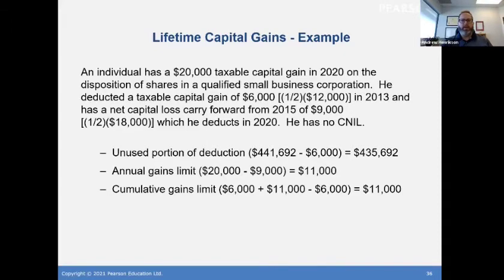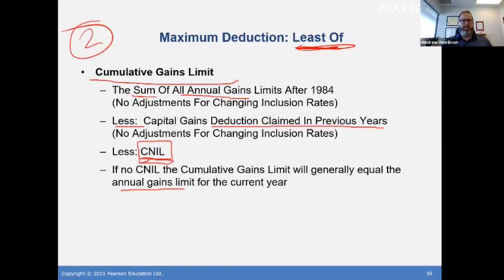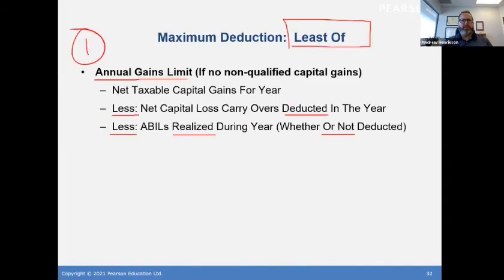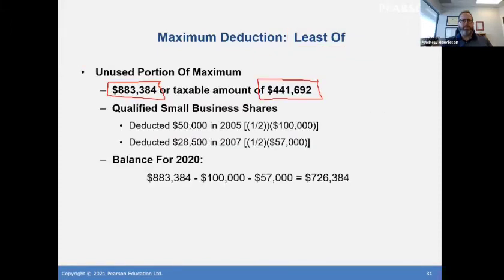Oh, and the last one here, I guess it doesn't come up as a slide. So it's the least of your annual gains limit. I don't think there was a slide. Oh, I missed it. Sorry, let's do this again. This is number 1, or we can call it number 3 because we have all the other ones, 1 and 2. Sorry. The unused portion, right?